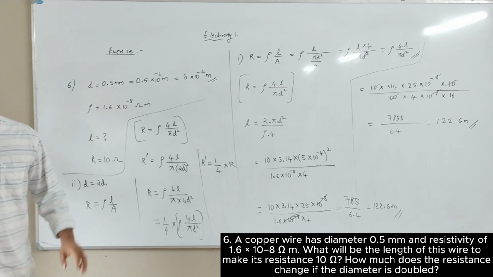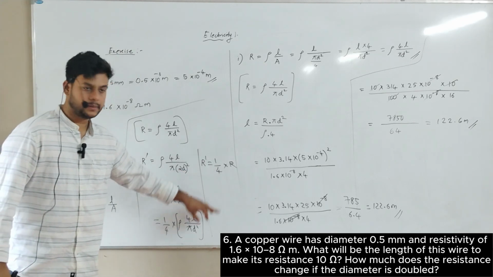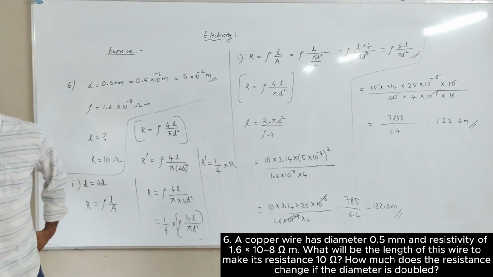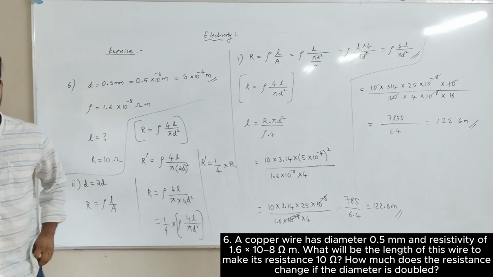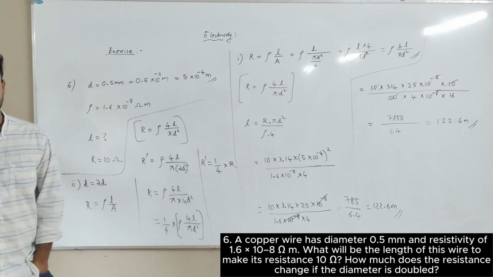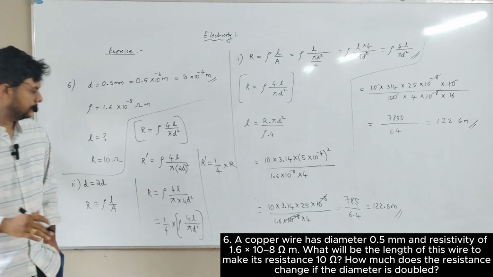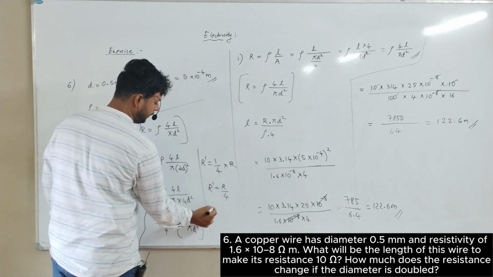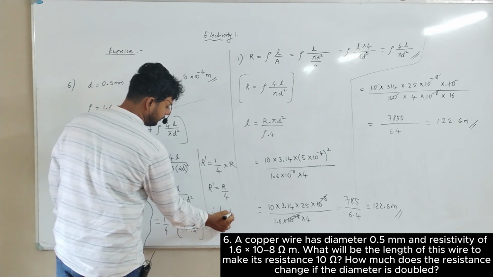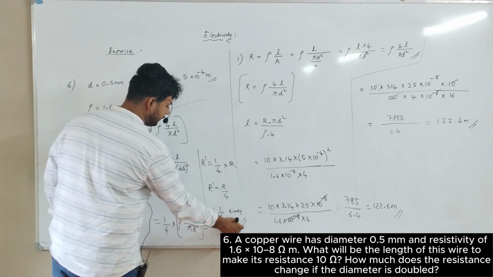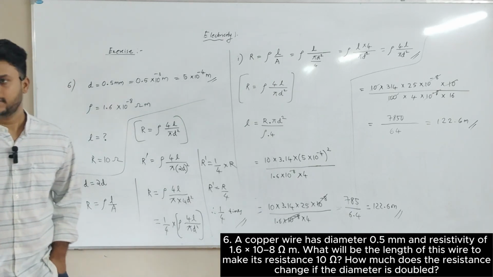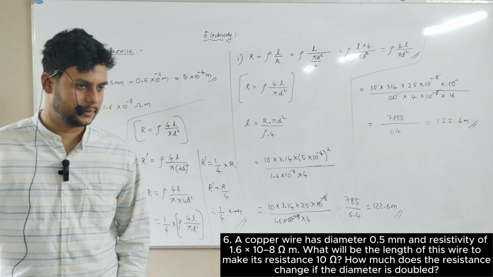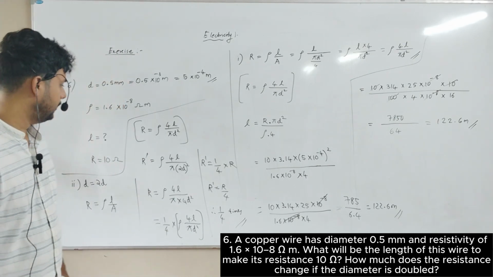It becomes 1 by 4 times. If it was 100, it becomes 25. Resistance by 4. If it was 100 it becomes 25, if 1000 it becomes 250. So R dash is equal to R by 4. So we can take it as 1 by 4 times. This is the answer. Resistance has changed by 1 by 4 times.